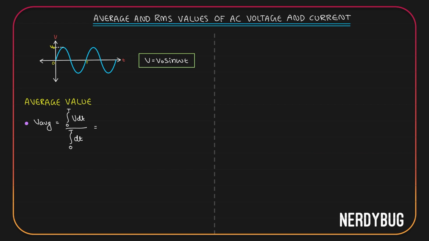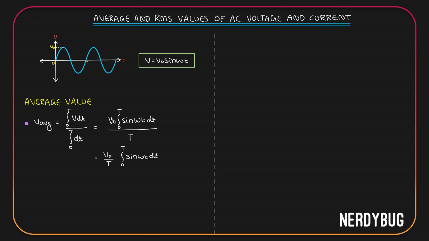So on the numerator, this becomes integral from 0 to T of V naught sine omega t dt, divided by integral from 0 to T dt. Integral dt is t, giving the limits from 0 to T, this is simply T minus 0 or T. Let us replace it by that. On the numerator, V naught is a constant, we can take it out of the integration. So this becomes V naught divided by T, integral from 0 to 1 time period of sine omega t dt.